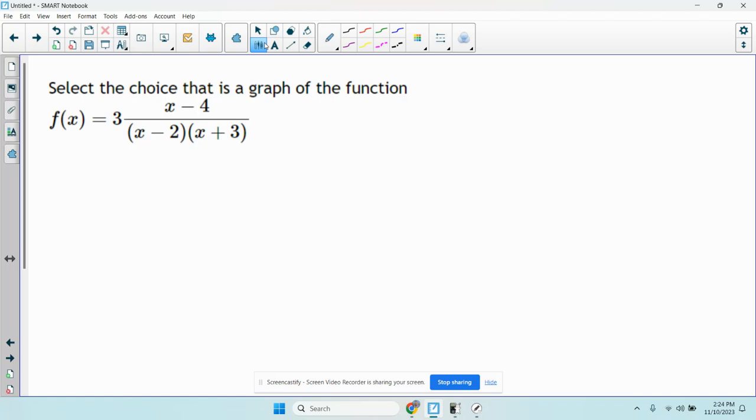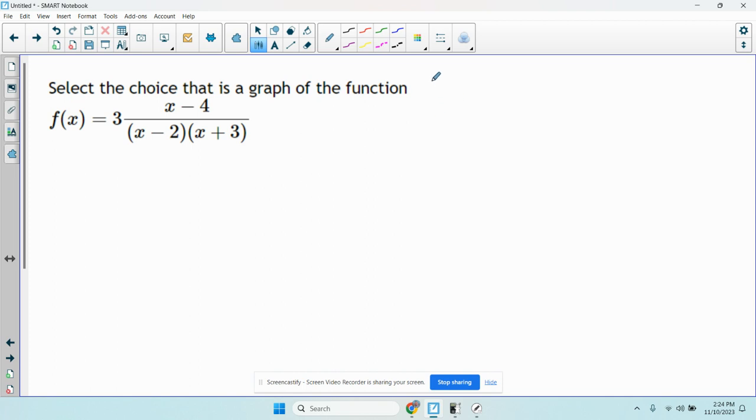Okay, this says select the choice that is a graph of the function. So we can just talk about the graph first and then see what answer matches it. If we have a rational function with factors in the denominator, these factors can either cross out with something in the numerator or not.